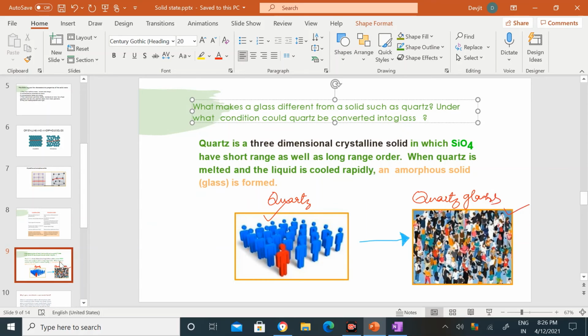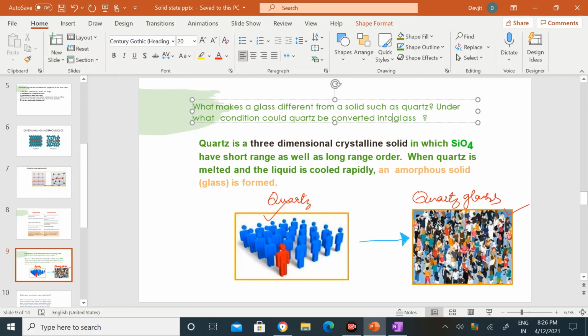For that, see, here people are standing in a queue. That means it has a regular pattern, regular arrangement. So this is called quartz. For an example, just suppose a fire breaks out. Suddenly an accident happened, a bomb blast, a fire breaks out. What will happen? Will these people still stand at their position? No. They will start running here and there in random positions. So before that they were in a crystalline structure. Now they are in an amorphous structure.